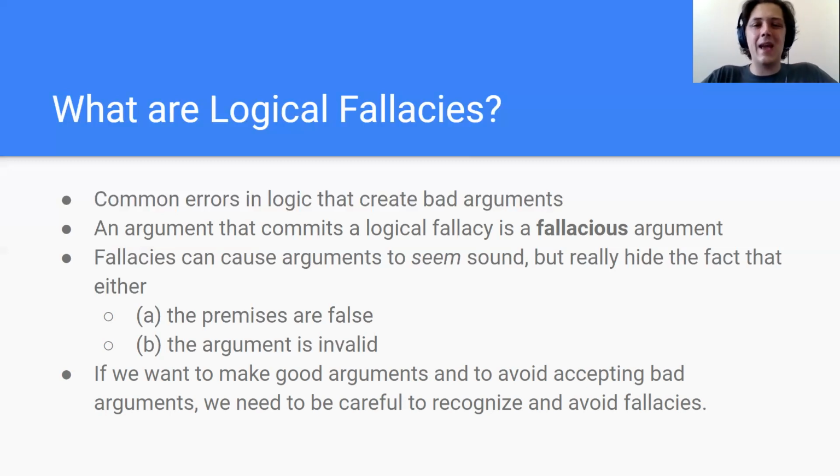Some of them, like the gambler's fallacy, are just false moves themselves. It's harder to put those into premise-conclusion argument form. But if we want to make good arguments, and if we want to avoid accepting bad arguments, then we need to carefully recognize and avoid fallacies. We need to know what the fallacies are, and we need to avoid them so that we don't end up tricking ourselves or being tricked by other people into accepting false conclusions.